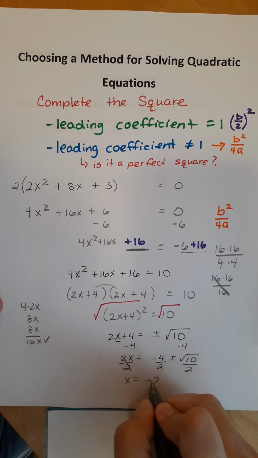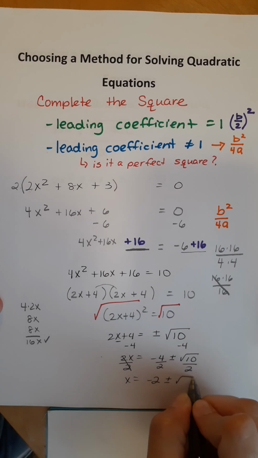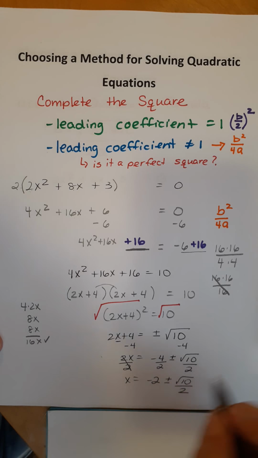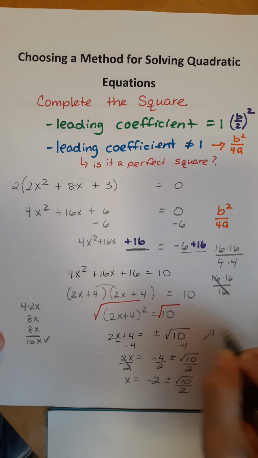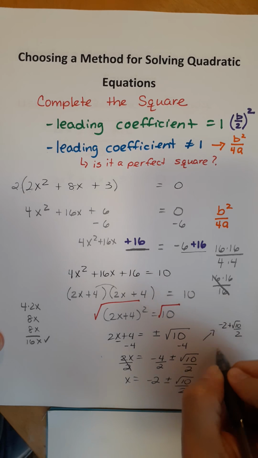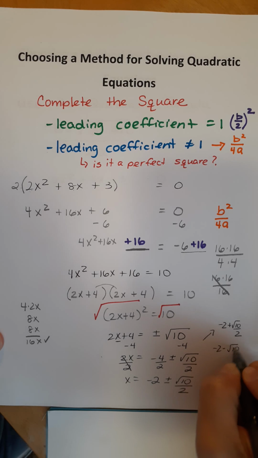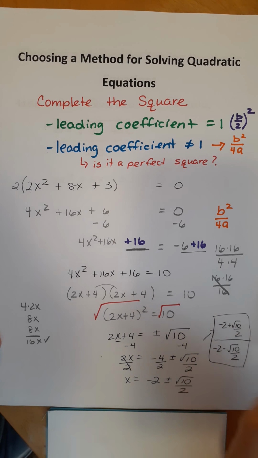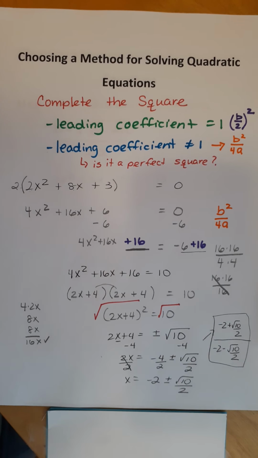X equals negative 2 plus or minus the square root of 10 over 2. How would that look? Well, these are my 2 possible solutions: negative 2 plus the square root of 10 over 2, and negative 2 minus the square root of 10 over 2. And now, when I do my quadratic formula, I should find these 2 as the solution. But that's how you do completing the square.